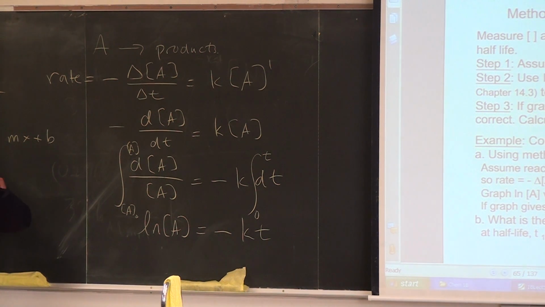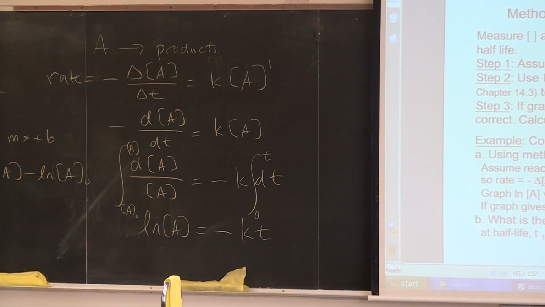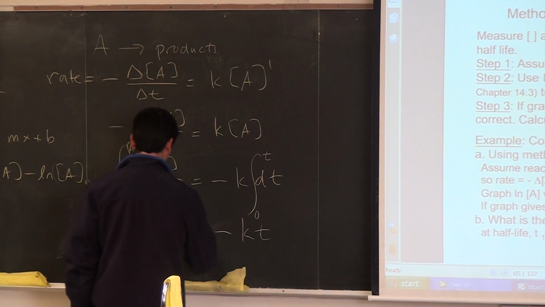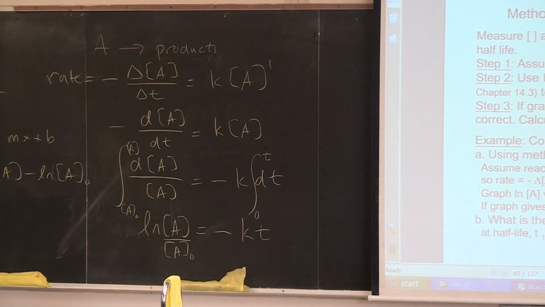The natural log of A minus the natural log of A. Now, isn't there another way to write this? Natural log of A divided by... Yeah, so we can write it this way: natural log of A over... Okay, does that look good?